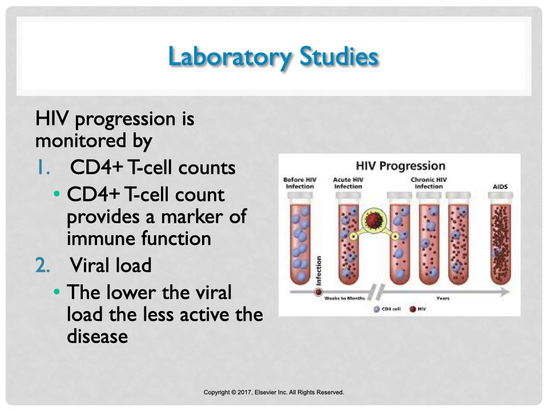HIV progression as a whole is monitored by CD4 cell counts, and it provides a marker of the immune function. And so what we would normally see is the T cell count slowly decrease. The other thing that we do is viral load, and the lower the viral load, the less active the disease is.